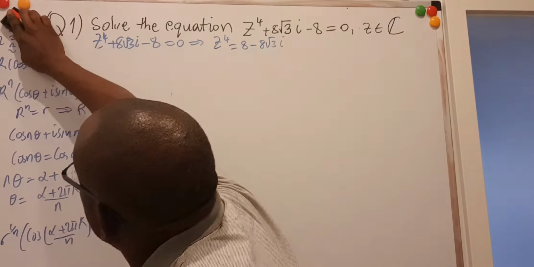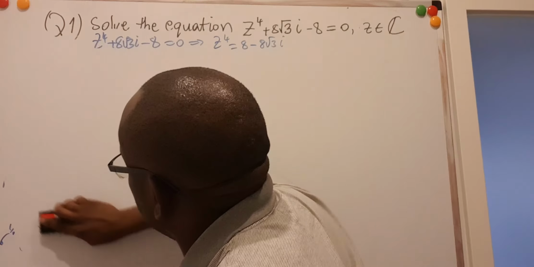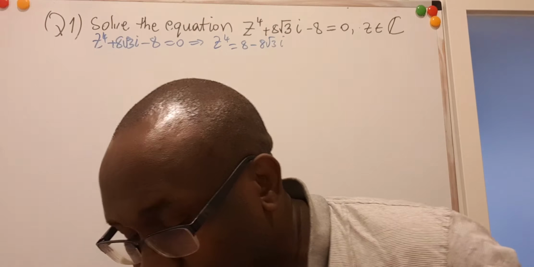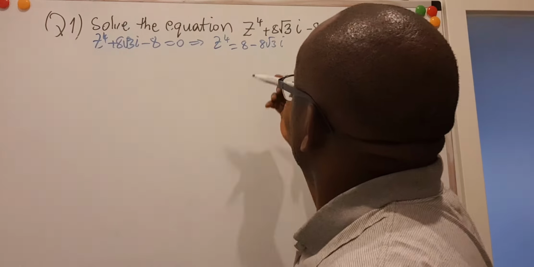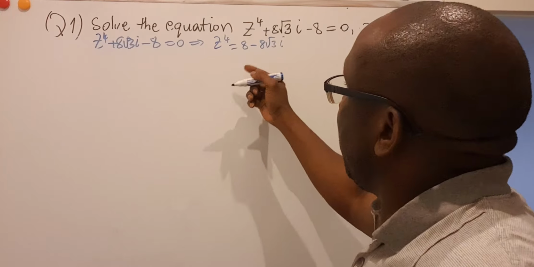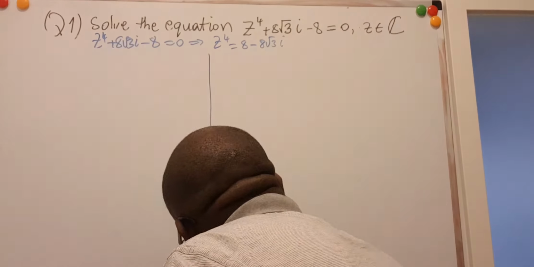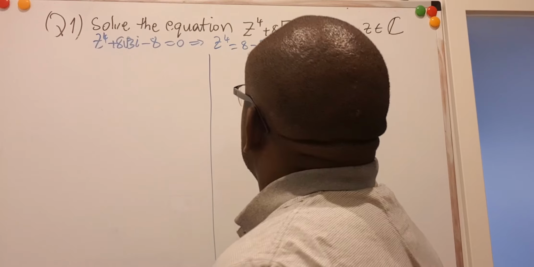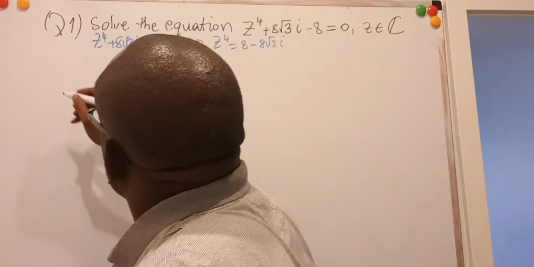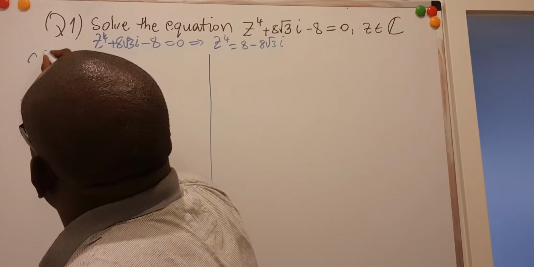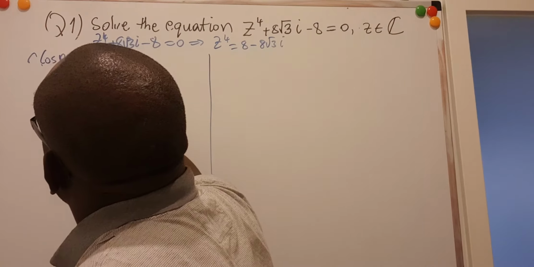To get some space, I will do away with that, just so you don't ask questions when I then get the solution. So first, we try to express this in the form of polar coordinates or in trigonometric form. So to do that, we have to express it in the form r (cos theta plus i sine theta).